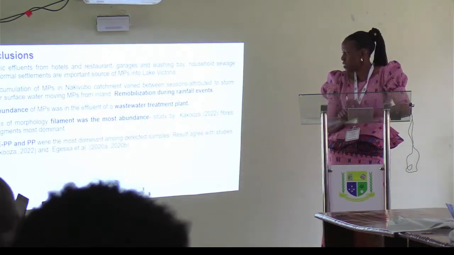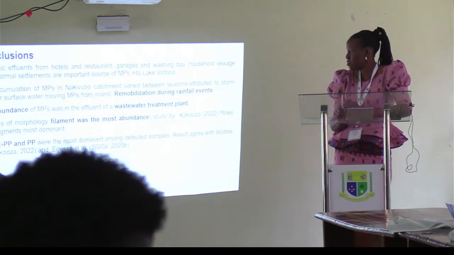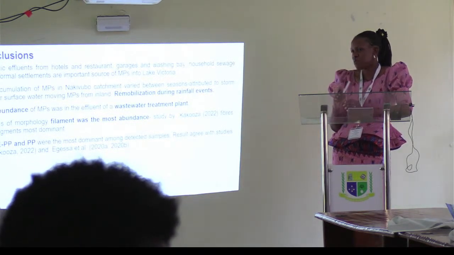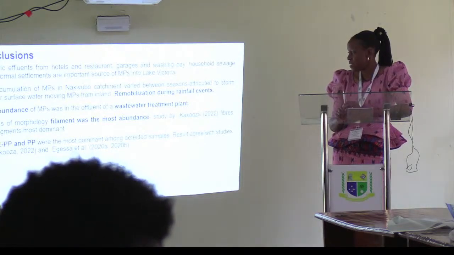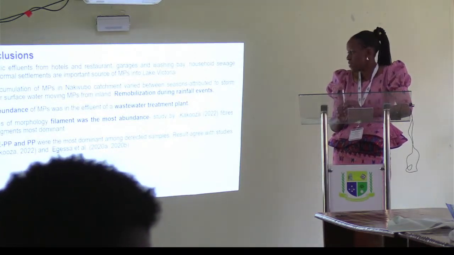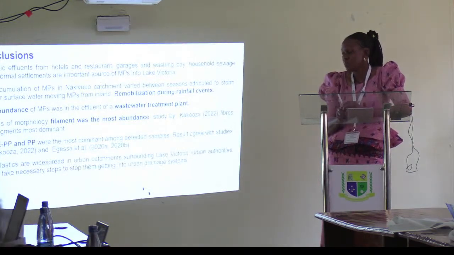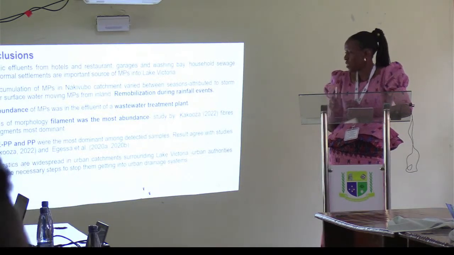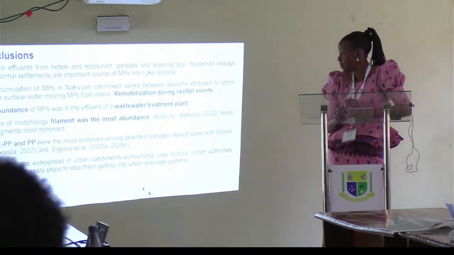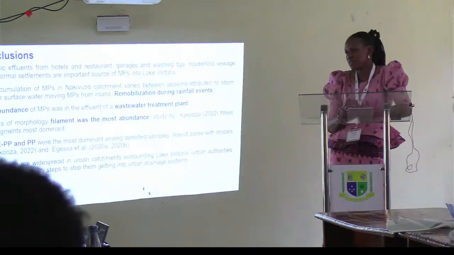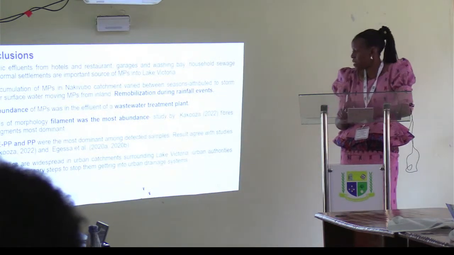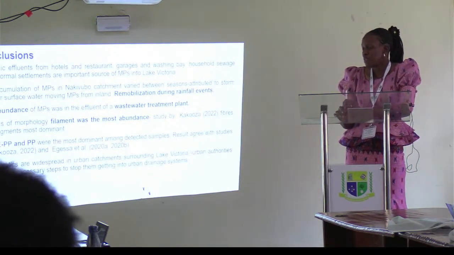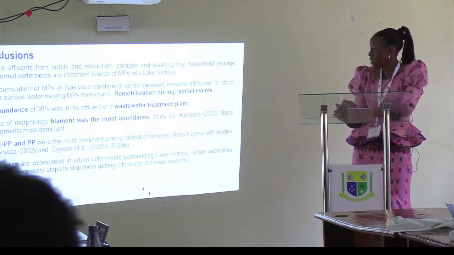We could also say that these are among the most common, because if you look around us, the polyethylene and then the polypropylene is the most common form of plastic being used within the different areas. And as long as we look at the catchment surrounding our lake, we should take all the necessary steps to stop them getting into the drainage system within the different areas that we are working with.